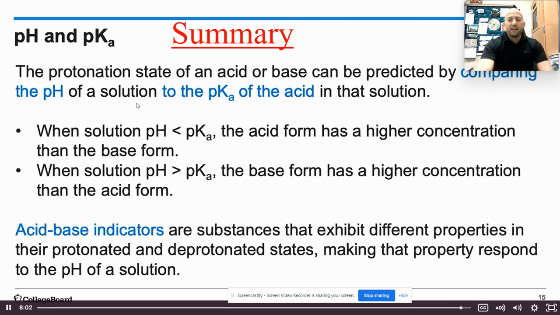The protonation state, we can say that means where it is, whether it's an acid, a base, how much it wants to hang on to that proton. We can compare the pH to the pKa. When the pH is lower than pKa, it has more acid form than the base form. When pH is greater than pKa, the base form has a higher concentration. And we can use various indicators. She does not go into a huge amount of depth on the indicators, but I do encourage you to watch those videos. I think she mentions more than what I did here.